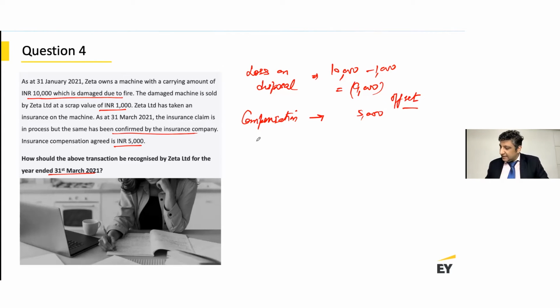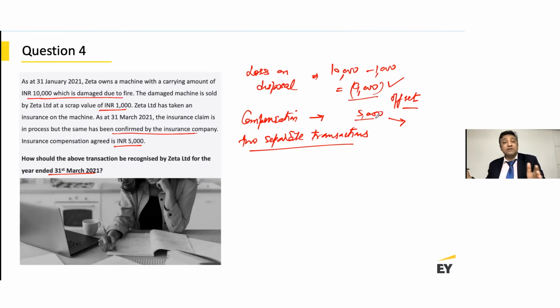right? These are considered as two separate transactions, right? So from that perspective, what we want to say here is that there is a damage of 9,000 rupees versus there is a compensation of 5,000 rupees. These are not allowed to be offset or adjusted against each other, shall be treated as two separate transactions, which means that the loss of 9,000 will be shown separately from the compensation of 5,000 rupees.